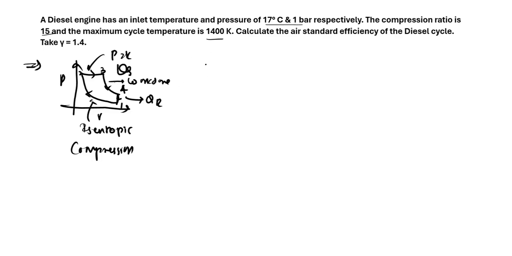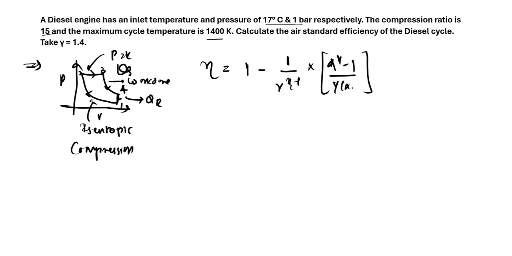If you want to solve this question, you just need to calculate the cutoff ratio here, because if you write the formula for the efficiency of the diesel cycle, you will get 1 minus 1 divided by r to the power gamma minus 1, into alpha to the power gamma minus 1, divided by gamma into alpha minus 1. So what is this alpha? It is nothing but the cutoff ratio, which is the volume after combustion divided by volume before combustion. In our case, it will be V3 by V2.